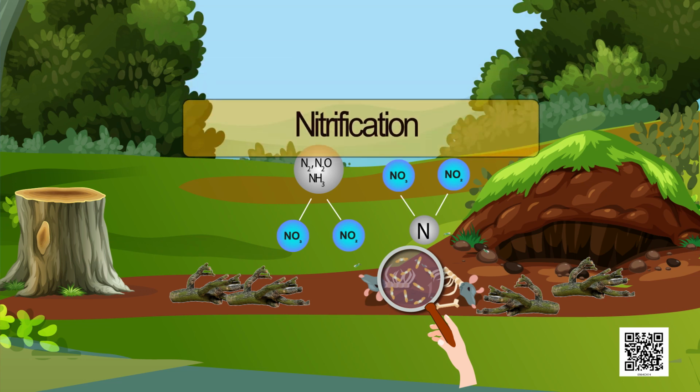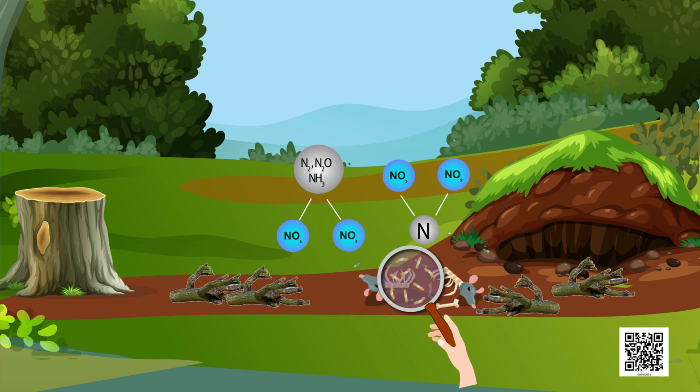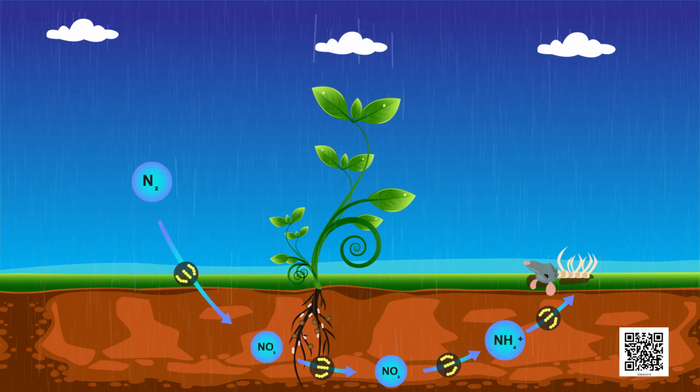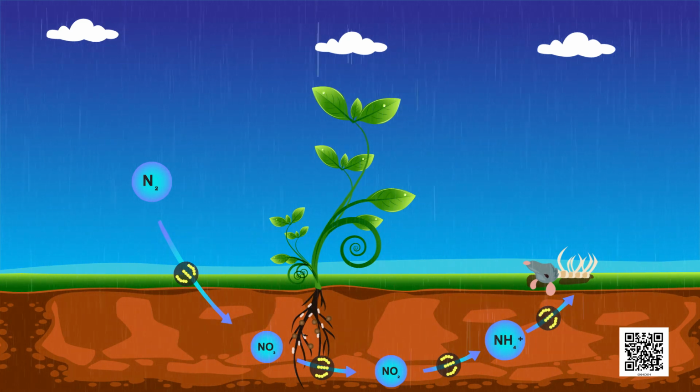This is called denitrification. Thus, there is a nitrogen cycle in nature in which nitrogen passes from its elemental form in the atmosphere into simple molecules in the soil and water, which get converted to more complex molecules in living beings and back again to the simple nitrogen molecule in the atmosphere.